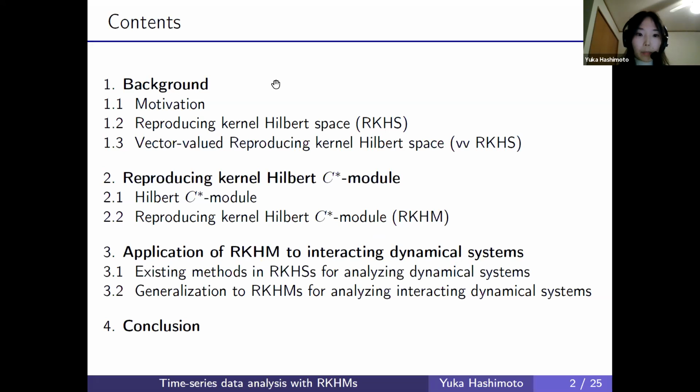In this talk, we begin with the motivation of this research, and then we explain the existing frameworks, reproducing kernel Hilbert space, RKHS, and vector-valued RKHS. Then we introduce the notion of reproducing kernel Hilbert C-star module. And then we apply it to analyzing interacting dynamical systems. Here we first explain existing methods in RKHS to analyze dynamical systems. Then we generalize them to RKHMs for interacting dynamical systems.